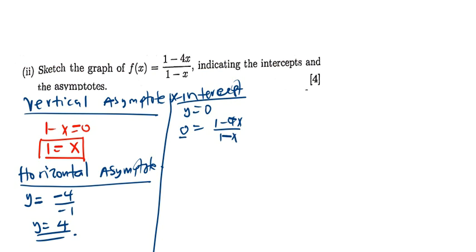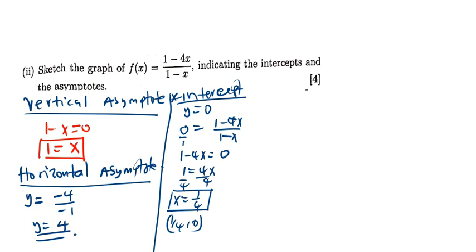You cross multiply, it will be 1 minus 4x is equal to 0 times 1 minus x, which is 0. Shift negative 4x to the other side, or 1 to the other side, is basically the same thing. 1 will be equal to 4x, divided by 4 on both sides. x will be equal to 1 over 4. So this is my x-intercept. When x is 1 over 4, y is 0. That's what it means.